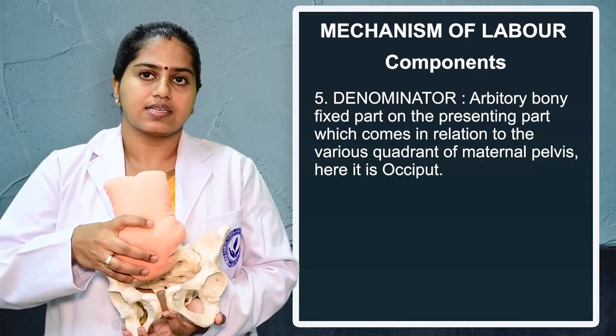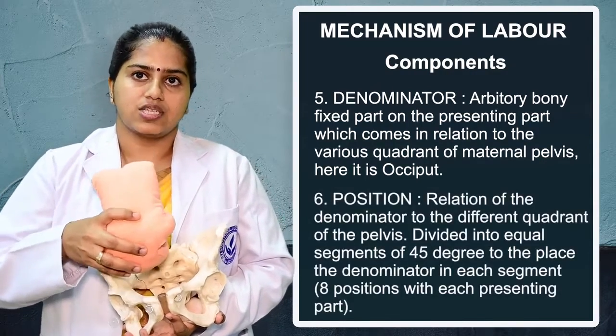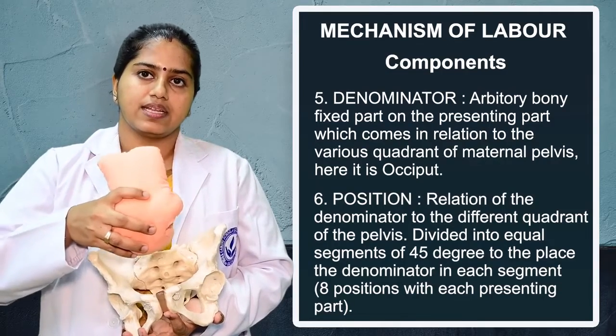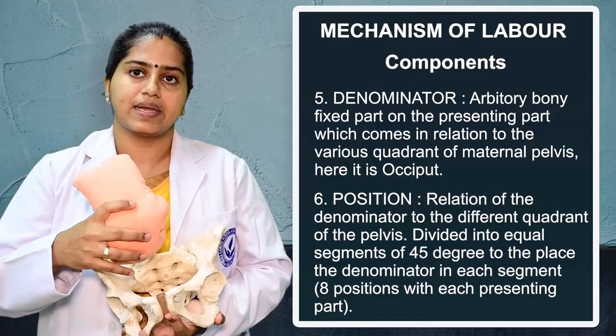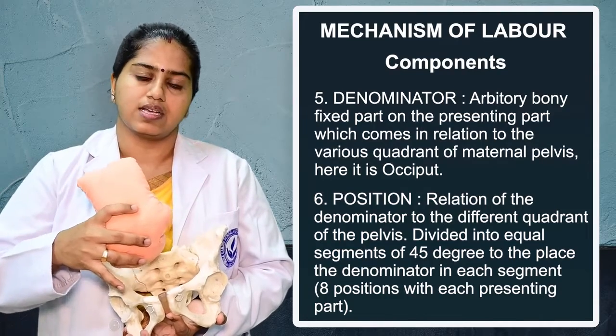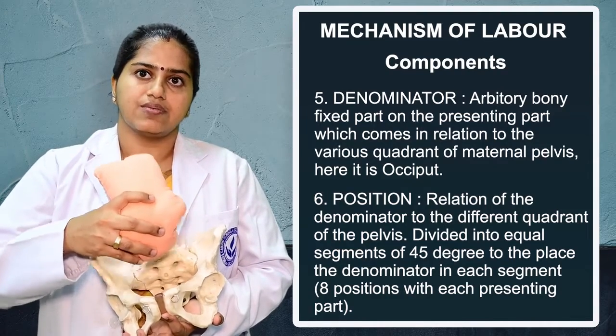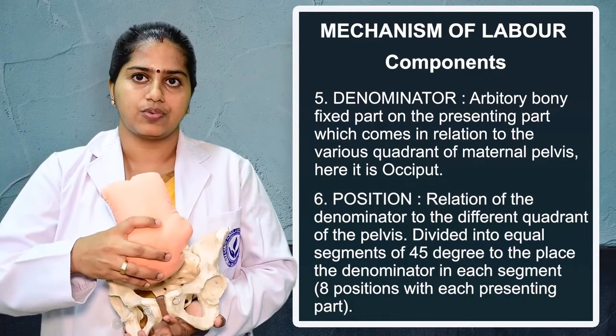Then the last, sixth point, that is position. It is the part of the denominator that will come and lie in the various quadrants of the maternal pelvis. The maternal pelvis consists of 8 quadrants. Here in normal mechanism we will discuss LOA, left occipito anterior.